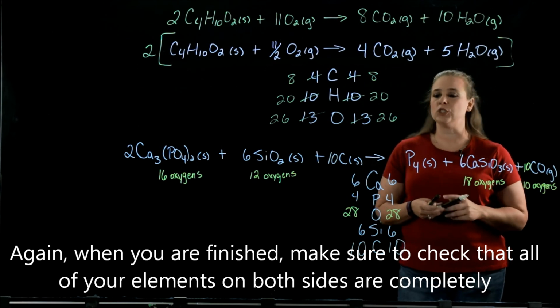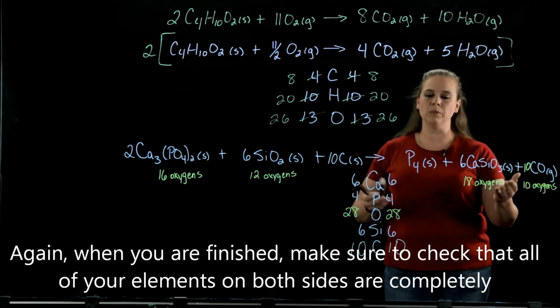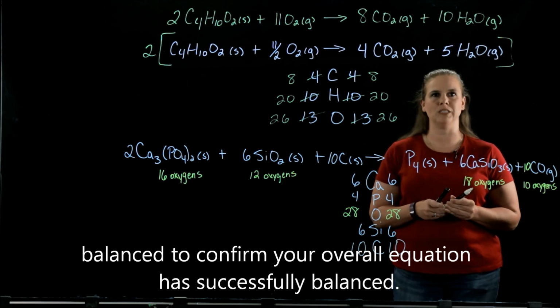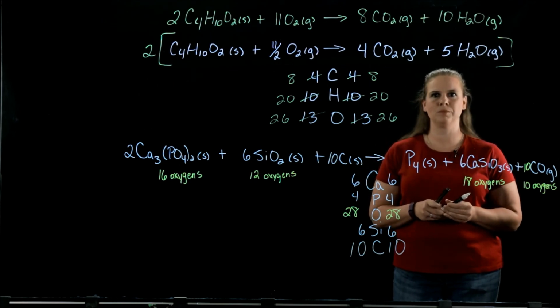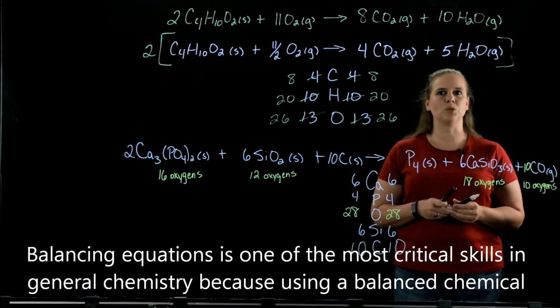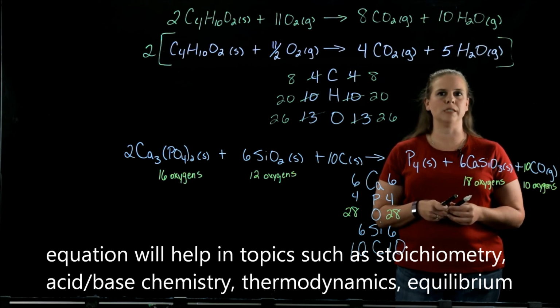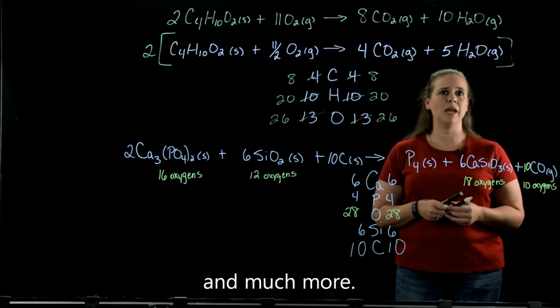Again, when you are finished, make sure to check that all of your elements on both sides are completely balanced to confirm that your overall equation has successfully balanced. Balancing equations is one of the most critical skills in general chemistry because using a balanced chemical equation will help in topics such as stoichiometry, acid-base chemistry, thermodynamics, equilibrium, and much more.